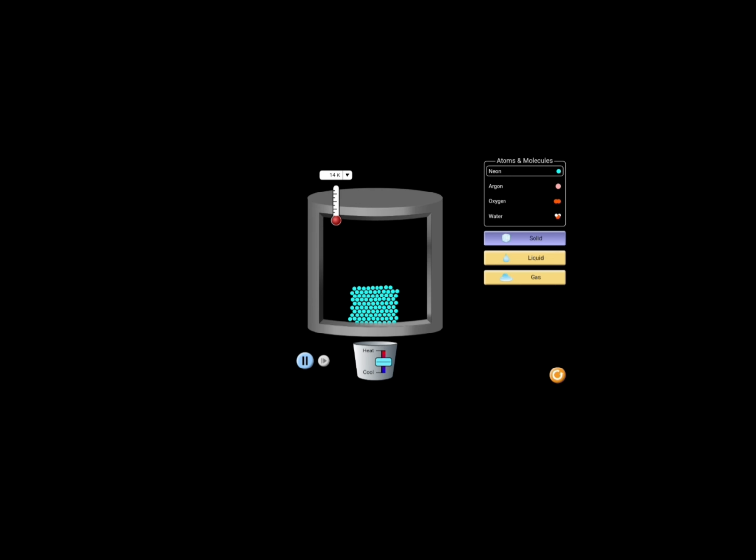So what you see here is that we are having particles for ice. Think of ice as a solid. Ice is a solid, of course. So at this moment it's ice. Let's see what is going to happen if I increase the temperature.